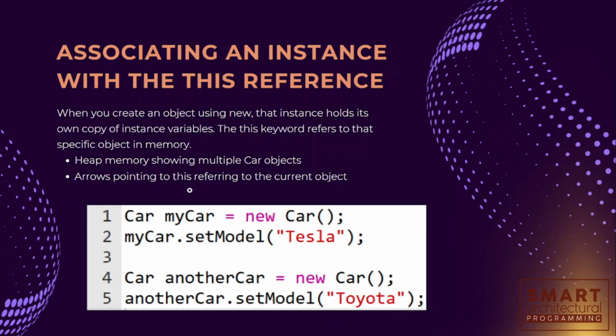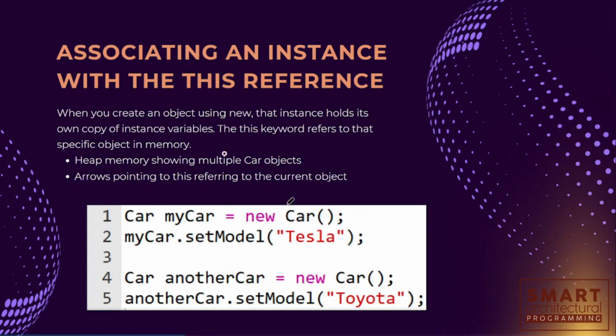An important aspect to understand is the heap memory, showing multiple car objects, with arrows pointing to this, the reference to the current object. That's an important thing to refer to. If you look at the code here, you'll understand that this.model = model is basically setting the model field for whichever object the method is called on.